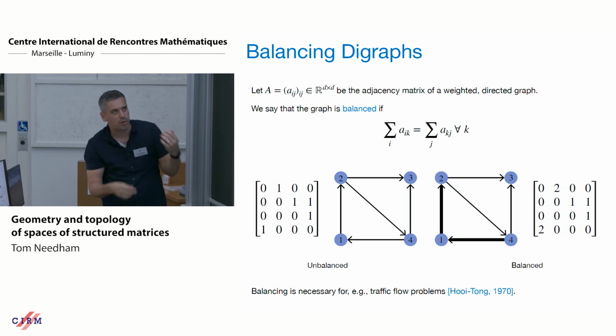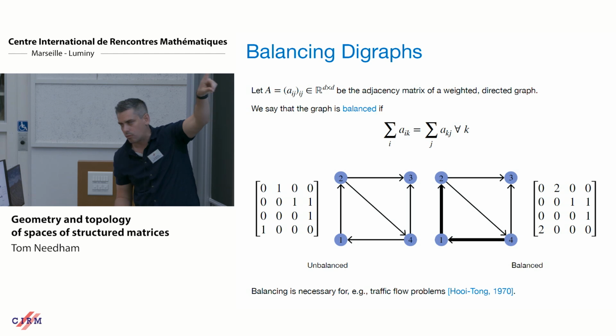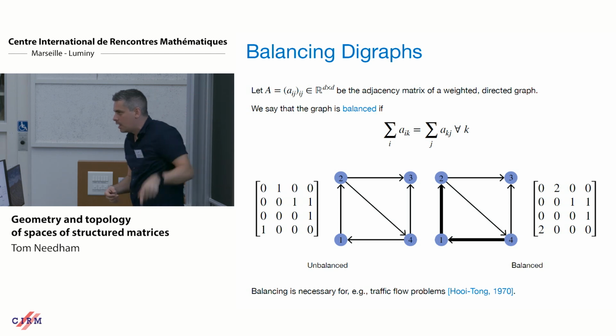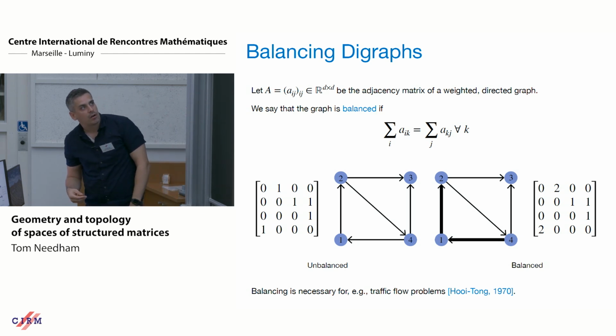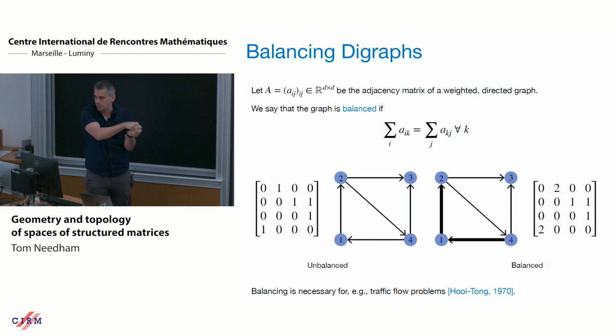Okay, so this is like a very practical problem, right? So imagine this is a road network with a bunch of one-way streets, and the edge weights are like traffic flow capacities. I need it to be the case that the number of cars which enters an intersection is equal to the number of cars which can leave that intersection. Okay, otherwise I have problems. So you start with your initial weighted matrix and then try to reweight it so that it's balanced.